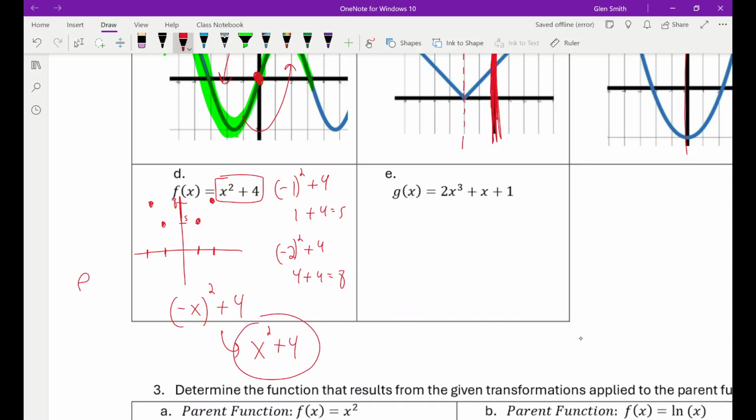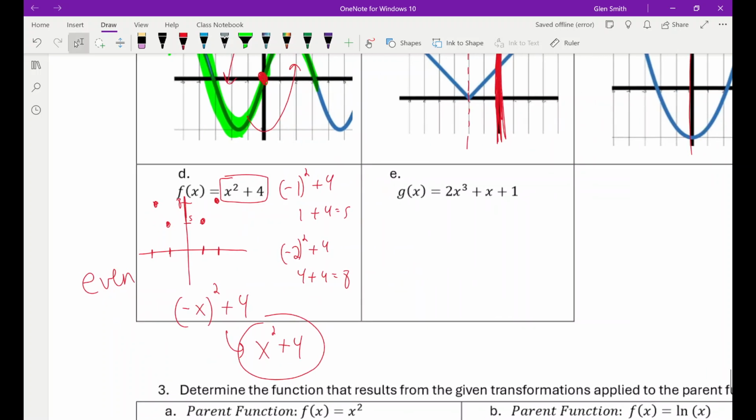And that means this is even. All right, and then finally, the last way you can tell that this is even is you can know what this graph looks like. We're supposed to, at this point, know what x squared looks like. X squared looks like this. Okay, that's x squared. If I add 4 to that, it just shifts it up 4. So that graph looks like this.